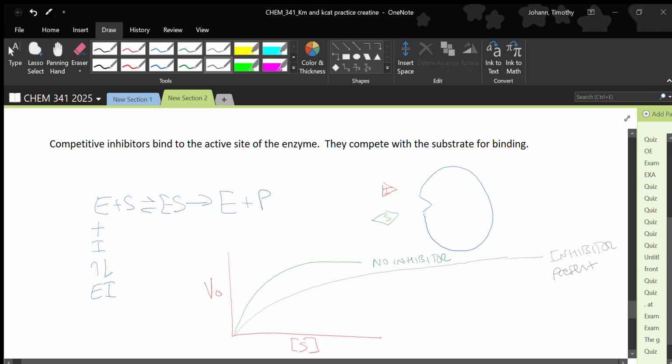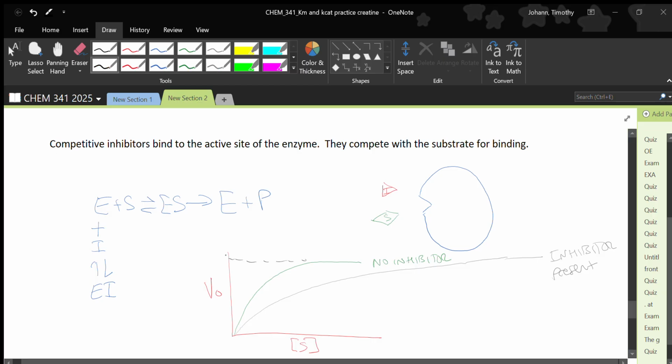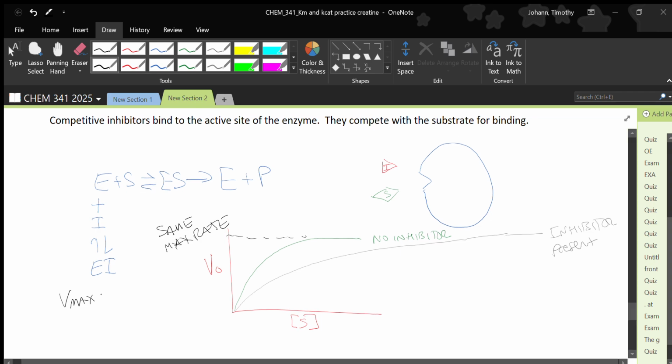So by Le Chatelier's principle, if I keep adding substrate, I can outcompete the inhibitor and get my same max rate. Right? So that's our Vmax. And what do we remember about Vmax in our equations? Well, Vmax is equal to Kcat times substrate concentration, right?